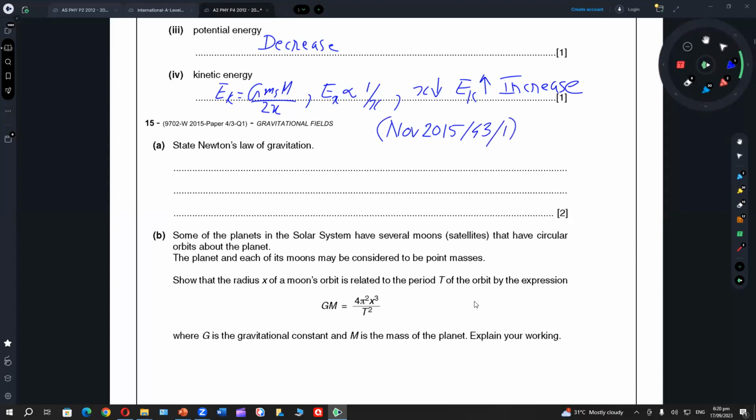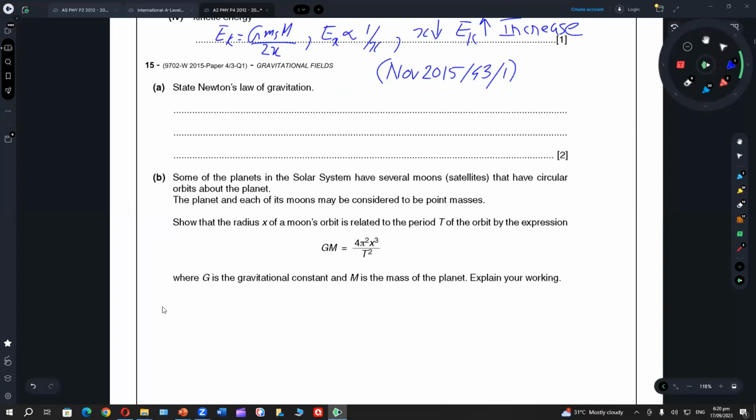This is our next question. Their favorite part is there. Please read the question and try to answer the first 2 parts. You can easily answer the first 2 parts. I'm just coming.